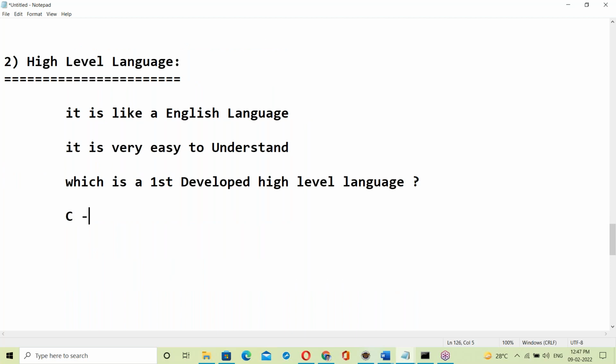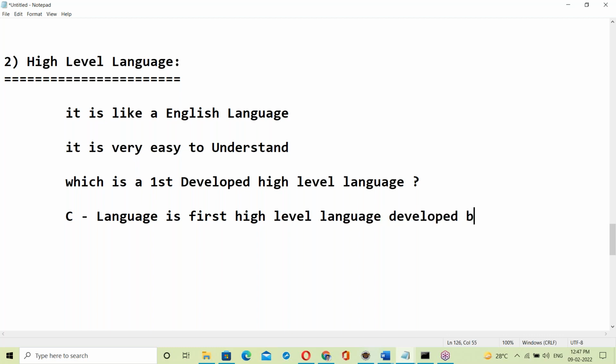C language is the first high-level language. C language is the first high-level language developed by whom?